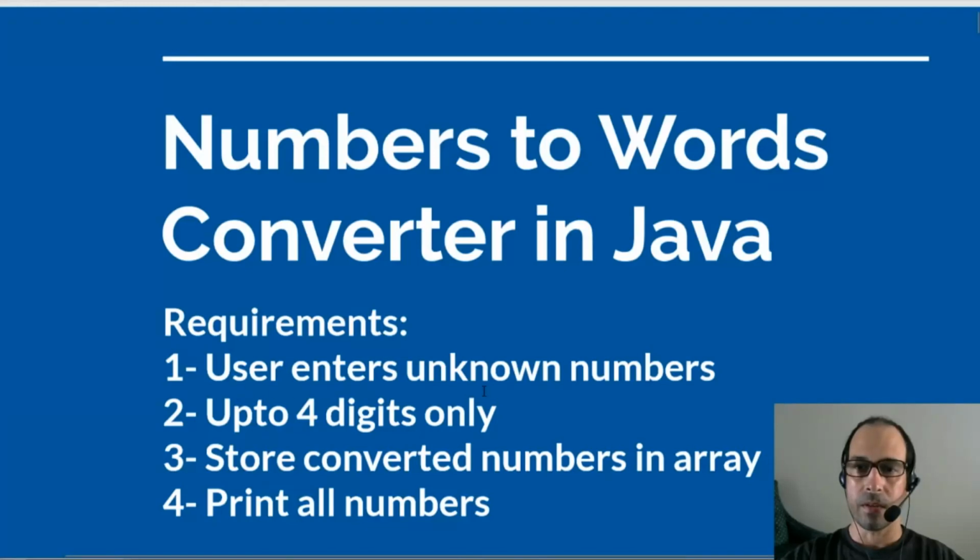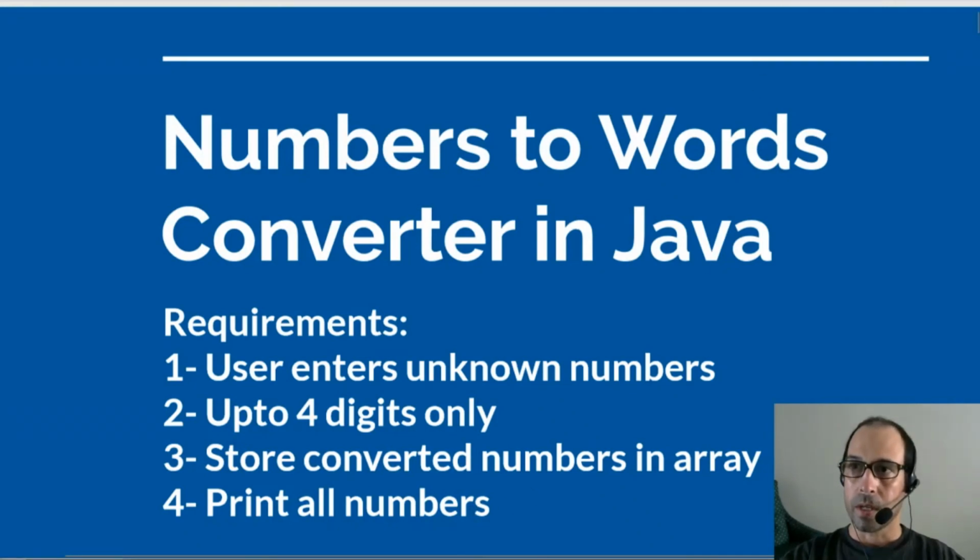The user enters an unknown number, so the application should be able to read the number entered by the user. The number should be up to 4 digits long, meaning that the biggest number should be 9,999. We should store the converted number into an array. So after getting the number and converting it into words, so strings, we should store it in an array. And finally, we need to print all the numbers.